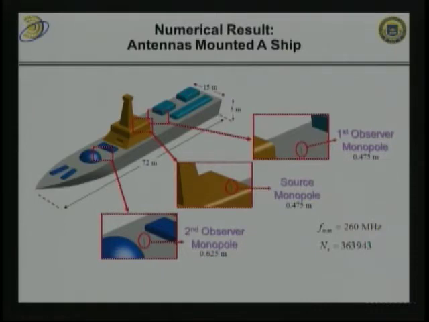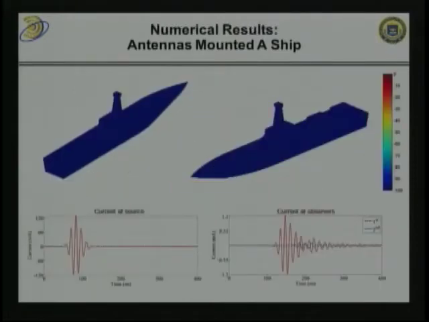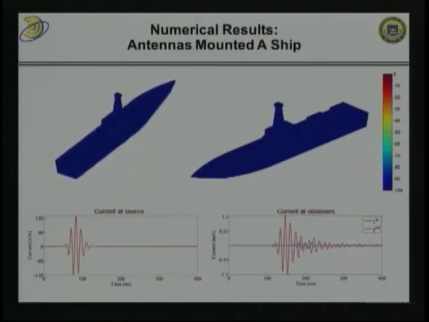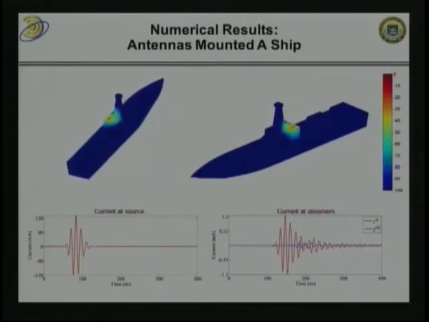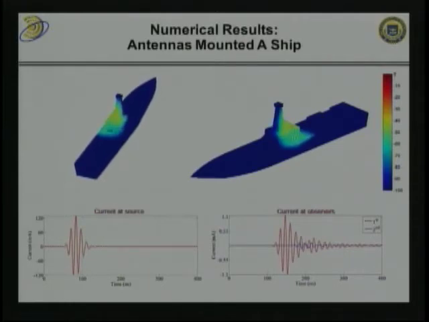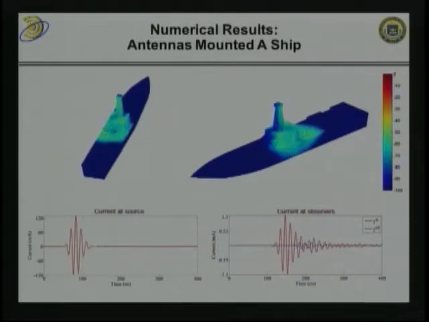This here is a ship. You know, again, in tiny we go up to 10 million, 20 million, 30 million unknowns. This ship is not that big. It's about 140 wavelengths long. Okay, and I have an antenna active right there. And it radiates a field, and the field produced by that antenna is picked up by an observer which sits somewhere else on the surface.